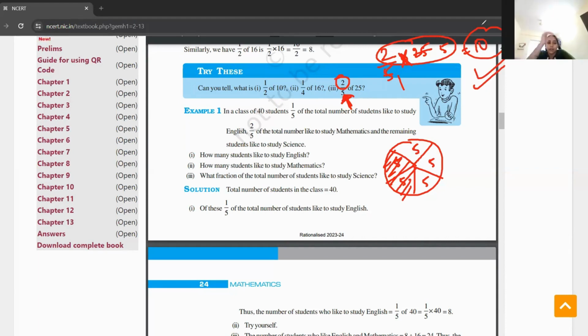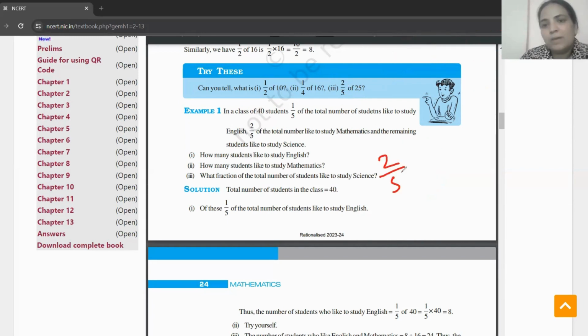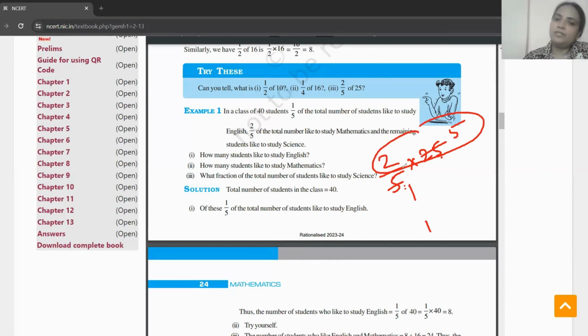Ma'am, the answer for the third one is 10 by 25, right? 10 by 1, right? 10 by 1. How did I do it mathematically? Is it clear to you or not? 2 by 5 of 25. No, this 25 and 5 can be simplified with the table of 5. 5 ones are 5, 5 fives are 25. So now multiply corresponding numerators. 2 into 5 is 10. 10 by 1. 10 is the answer. Clear or not, everyone?